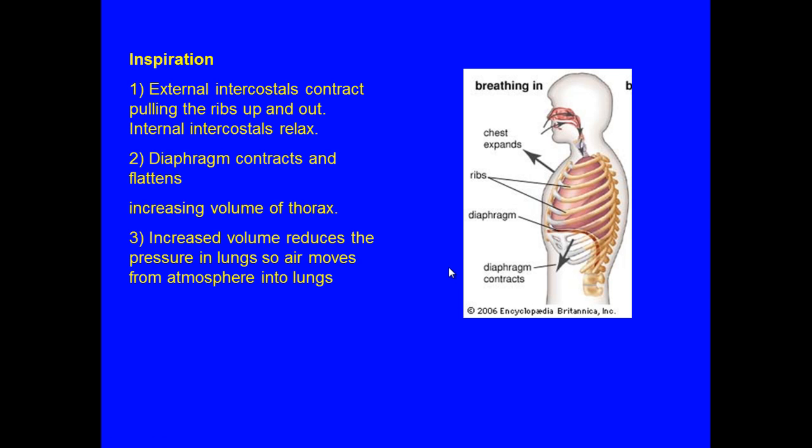Your external intercostals contract and your internals relax, and they pull your ribs up and out. The diaphragm also contracts and it flattens. And this increases the volume of the thorax, and thorax is just a name for the upper chest cavity. By increasing the volume, the space inside the chest, you actually reduce the pressure inside of the lungs.